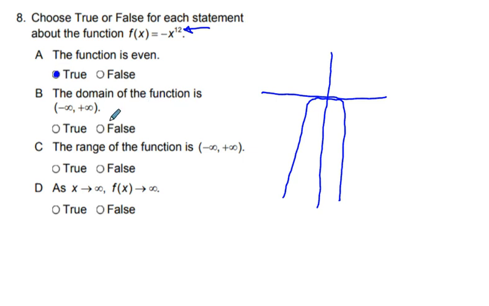The domain of the function is all real numbers, true for this and every polynomial function, that is true. The range of the function is -infinity, infinity. No, the range is only going to be greater than -infinity up to and including 0. So C is false. As x approaches infinity, f of x approaches infinity. No. As x approaches infinity, f of x approaches negative infinity. So this D would be false.